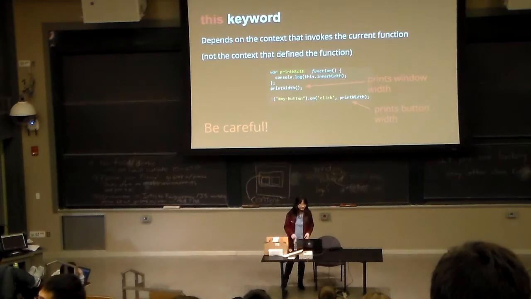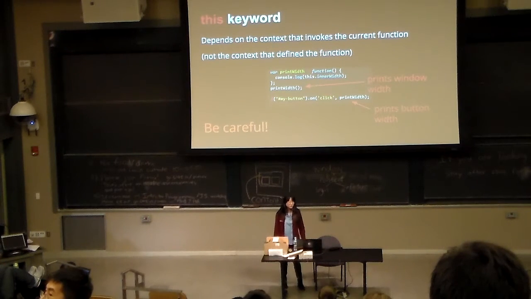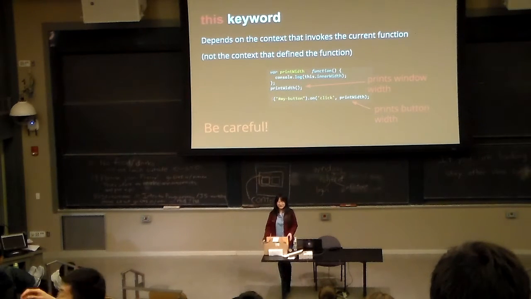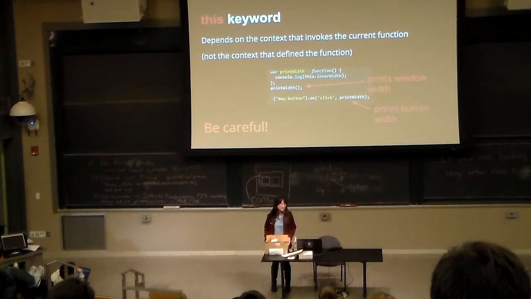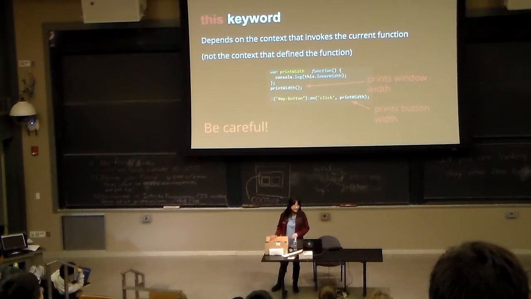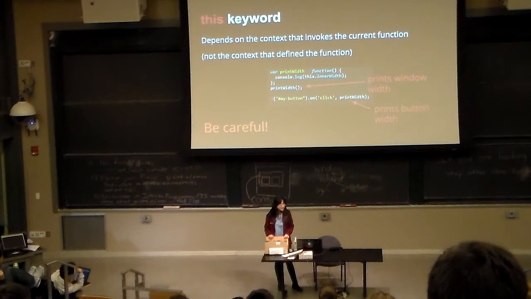So for example, if you have this print width function and you log this.innerWidth, if print width is at the top level of your JavaScript file, it's attached to the window object. So this refers to window when you call print width, and it'll print the window's width. But if you have this callback function on a button, when the callback function runs, when print width runs, this will refer to the button on which the click event happened. So it'll actually print the button's width.